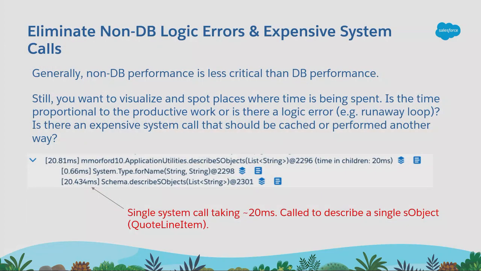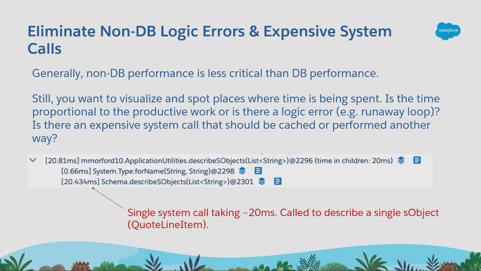Finally, in this category, eliminating non-DB logic errors and expensive system calls. Like I said, I've seen a few cases, but surprisingly few, where actual logic has driven a transaction to be much longer than it needs to be. A little more common is things like expensive system calls. Famous at Velocity are calls to describeSObjects.